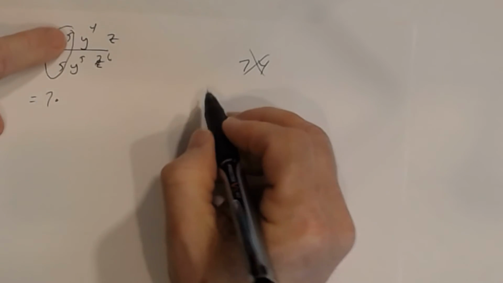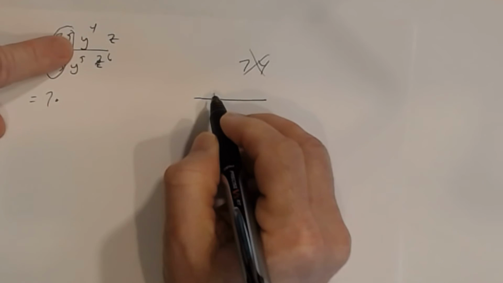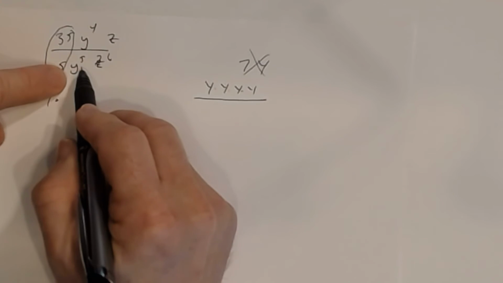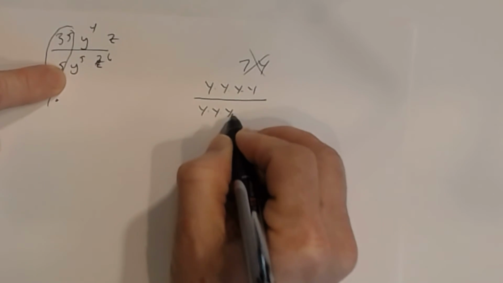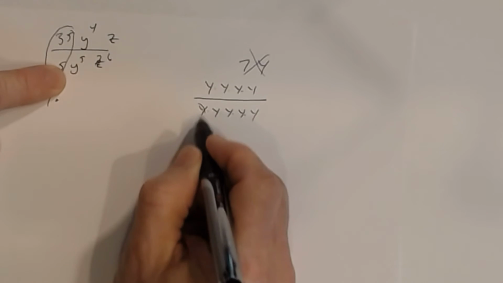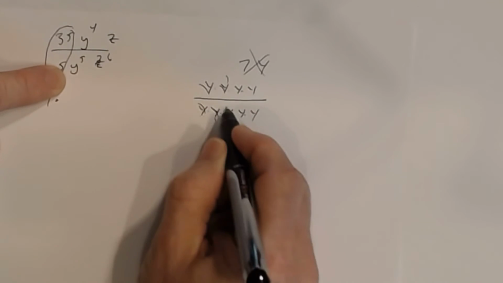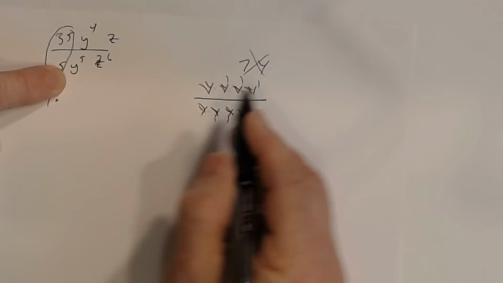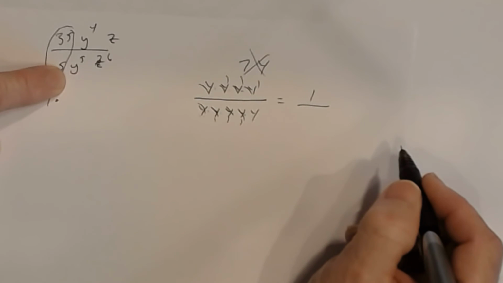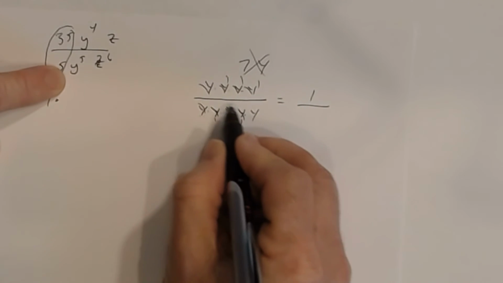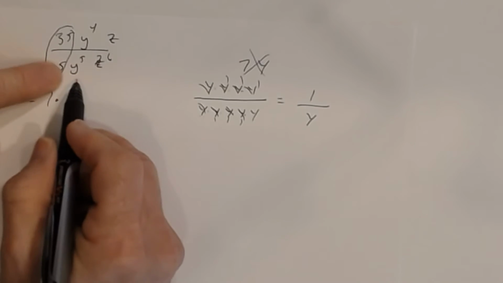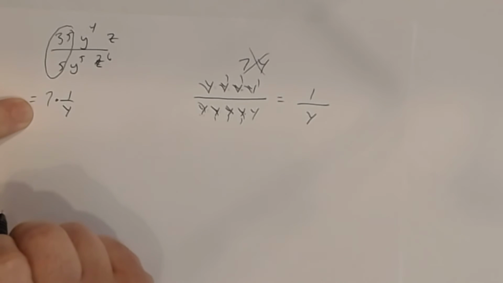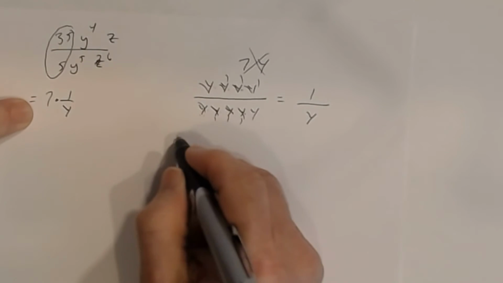So think about your different points of view. I have y times y times y times y in the numerator. The denominator I have y times itself 5 times, right? And then reduce. These divide out, these divide out, these divide out, these divide out. 1 times itself 4 times is 1. The numerator is 1. The denominator is 1 times y, which is y. So this is 7 times 1 divided by y, not y. 1 divided by y.